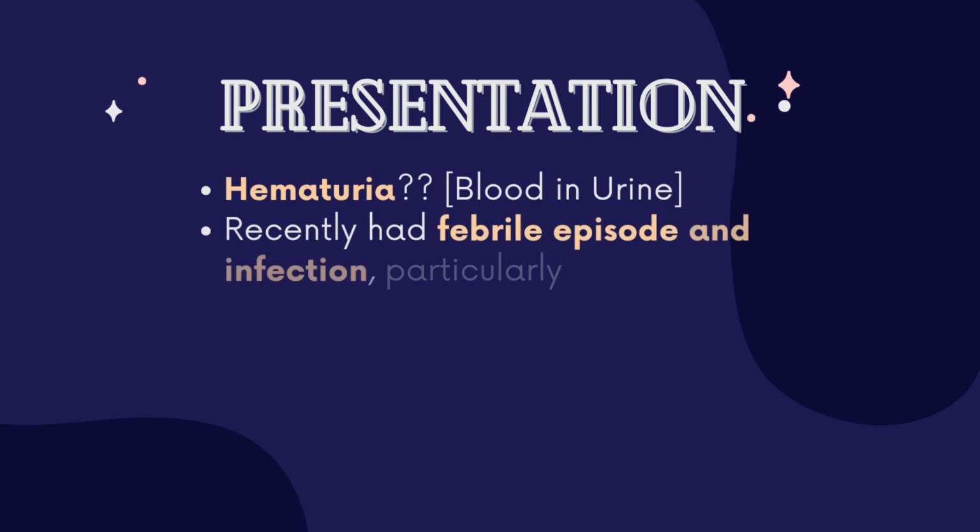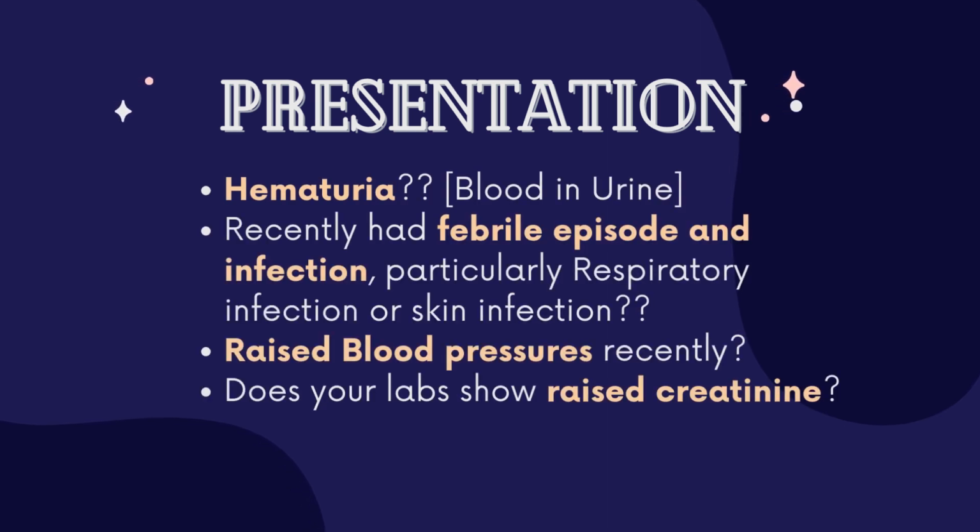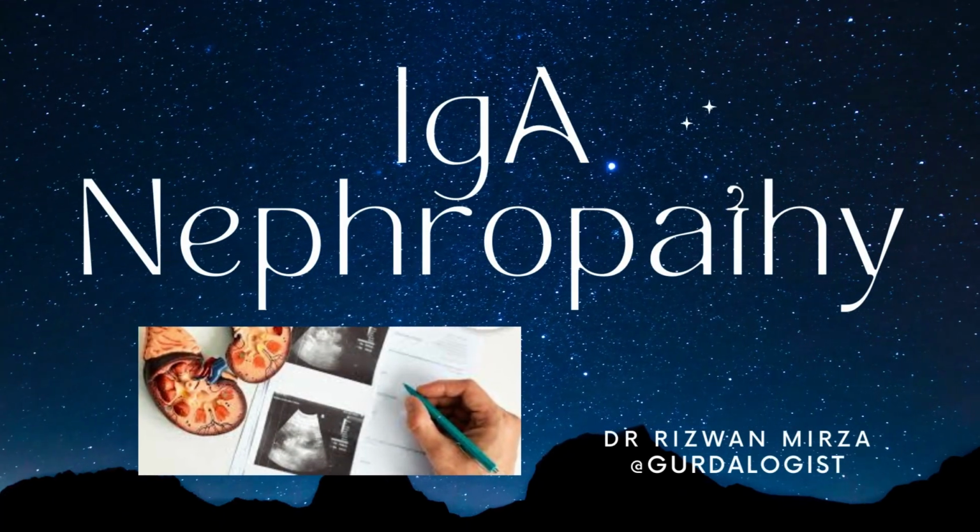Hello guys. Have you recently developed hematuria, which is blood in urine? Did you recently have a febrile episode and infection, particularly respiratory infection or skin infection? Have you recently noticed a rise in your blood pressure? Do your labs show raised creatinine? If yes, there is a possibility you have developed IgA nephropathy.